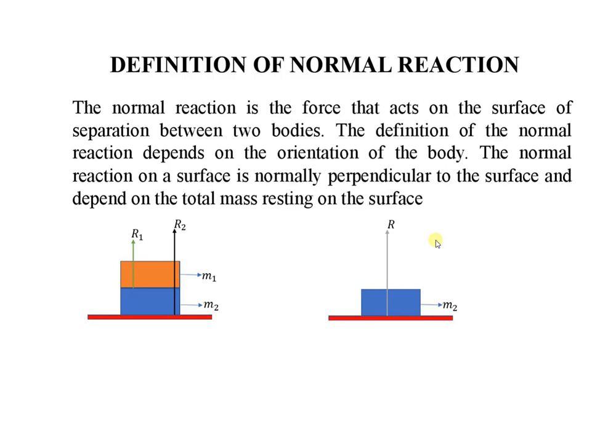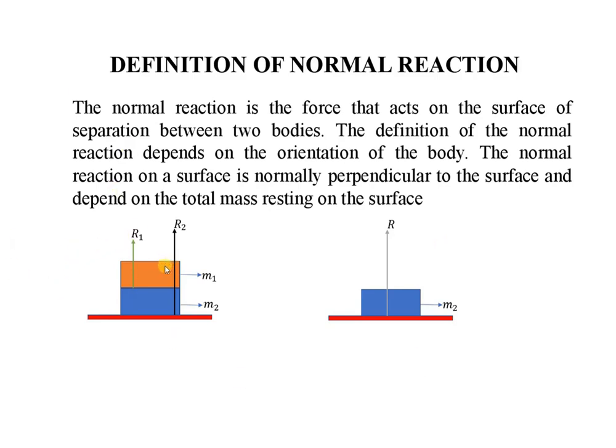That is, how you define normal reaction is different for a body on a horizontal plane compared to a body on an inclined plane. So the orientation of the body gives the definition of the normal reaction. Another important point to note is that the normal reaction depends on the total mass acting on the surface.